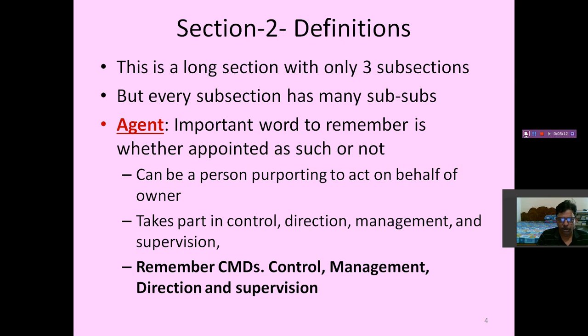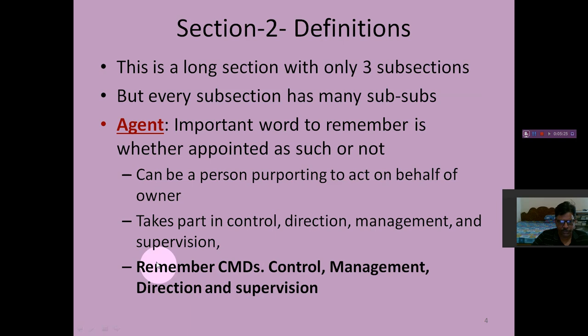The reason is the owner all the time cannot really come there and see. The agent has to be there. So the agent can be there. What for he has to do? Whatever I am giving you highlighted, like you see, this is the thing in dark, those things are very important for you to remember. You remember CMD, yes, CMD means chairman come managing director. That is very easy. C means control, M is management, D is direction, and S is supervision. These are the four things what an agent has to do.